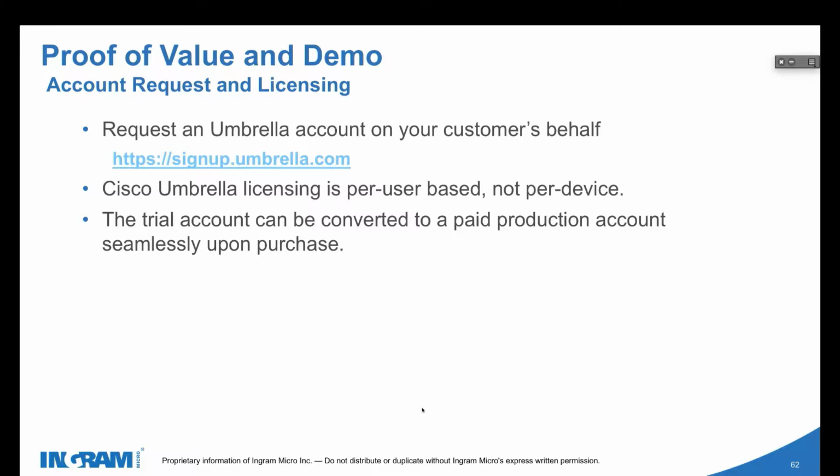Account request and licensing. So you first start with requesting an Umbrella account on your customer's behalf, going to signup.umbrella.com. Remember that Cisco Umbrella licensing is per user base, not per device, and that the trial account can be converted to a paid production account seamlessly upon purchase.